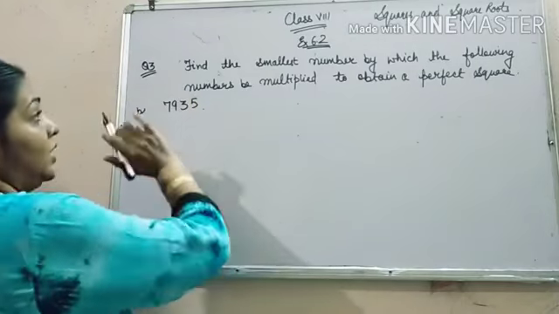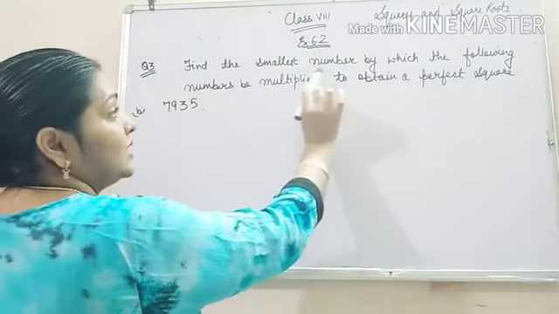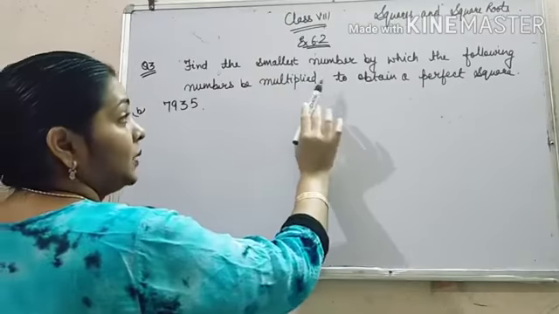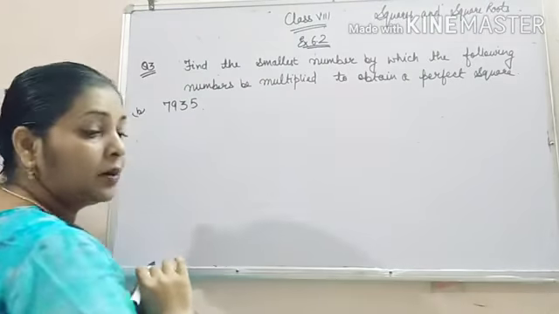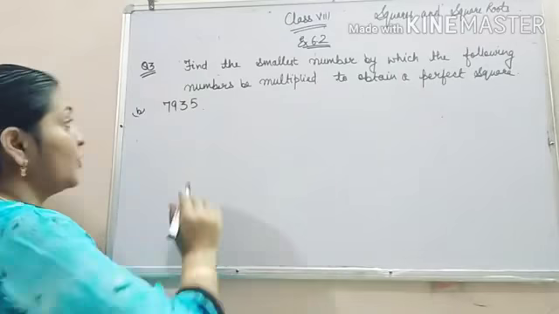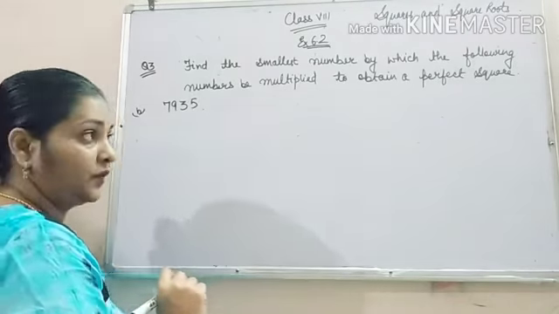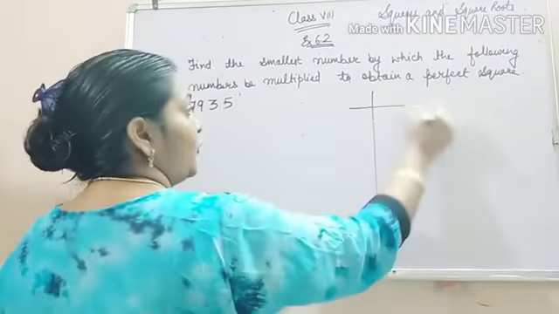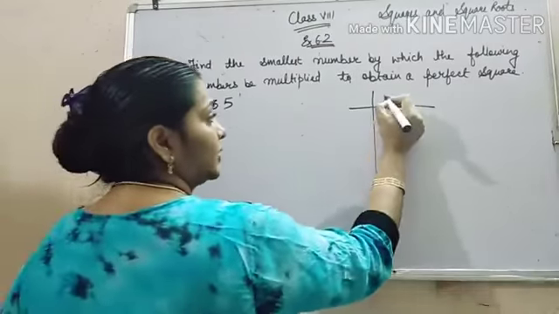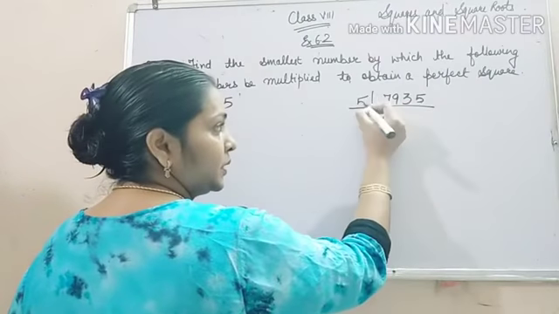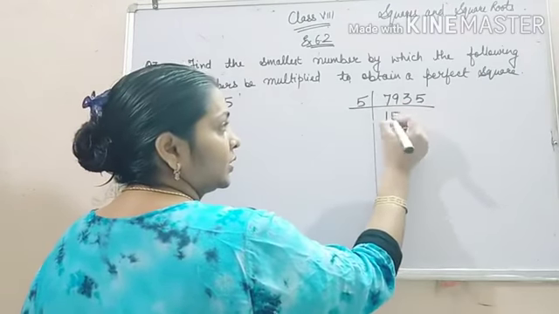In question 3, you have to find the smallest number by which the following numbers must be multiplied to obtain a perfect square. First of all, I have taken B part: 7935. Find the prime factors of 7935. As the last digit is 5, it is divisible by 5, so divide it.